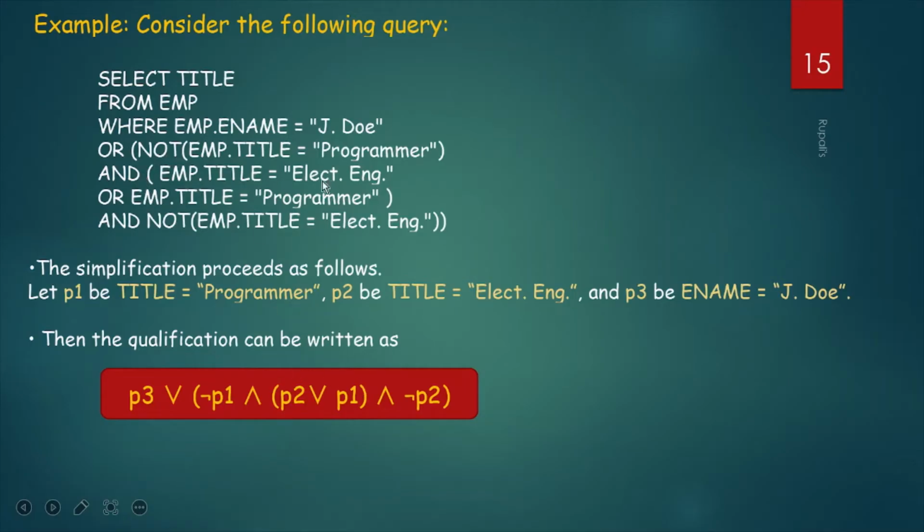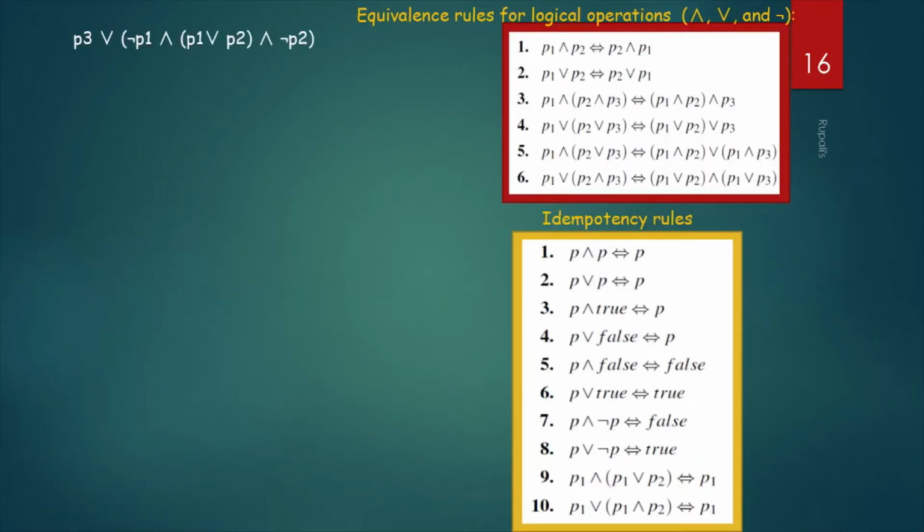Employee.title equals electrical engineering or employee.title equals programmer, that is P2 or P1, bracket close. And not employee.title equals electrical engineering, that is P2, bracket close. In this way, we can write the qualification. How can we eliminate redundancy?